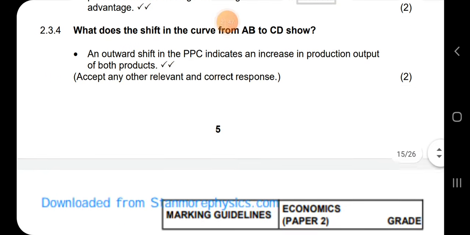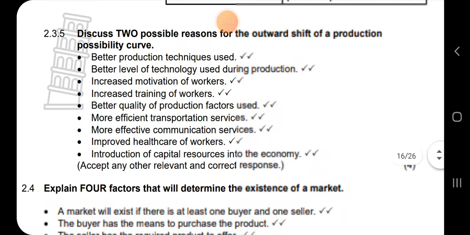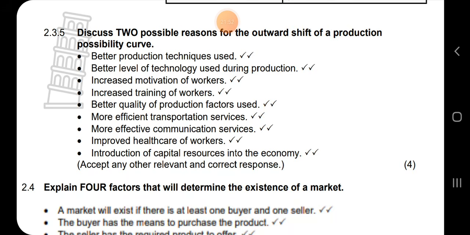Any other relevant answer? And then 2.3.5 says, discuss two possible reasons for the outward shift of the production possibility curve. So what can cause an outward shift is an increase in production. Better production techniques used to cause the outward shift. Better level of technology. So it's whatever improved productivity to increase.